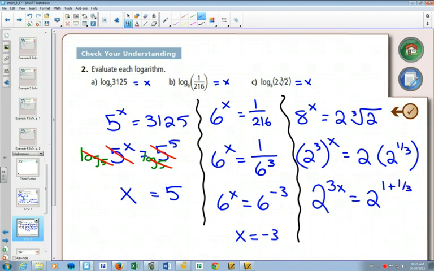Now, how do I add fractions? I need a common denominator. And at this point, we do have the base is the same. So we're going to know that 3x is going to equal, and 1 plus 1/3 is the same as 3 over 3 plus 1/3, which will just be 4/3.